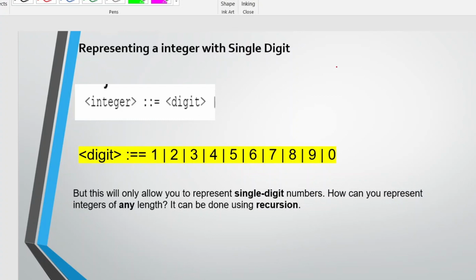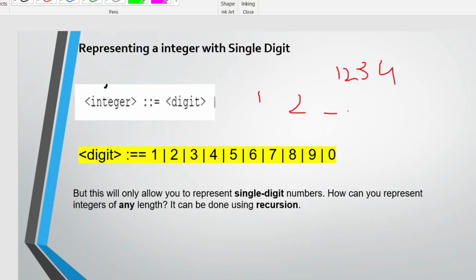Okay, suppose I want to represent 12. So this definition will not allow me to define 12, because I'm only capable of using a single digit, either 1 or 2 or 3 and so on. Okay, so what can I do to represent 2 digits, or you can say 3 digits or 4 digits, and so on? So for that we can use the concept of recursion. Recursion, basically, if you want to represent any number of digits, then you will be using the recursion concept.